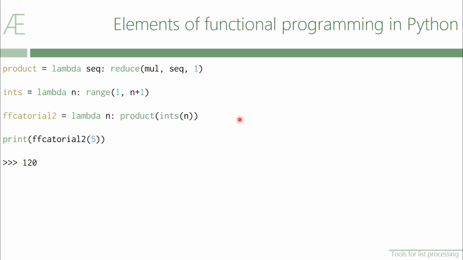Let's construct another functional factorial computing procedure. For the sake of clarity, we'll make this inst function and this product function that is an analog to the sum of the list, only it computes the product. Then we may define factorial of n as the product of all the positive integers up to n.